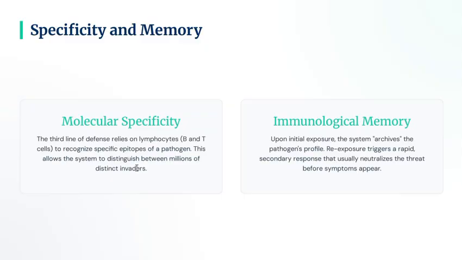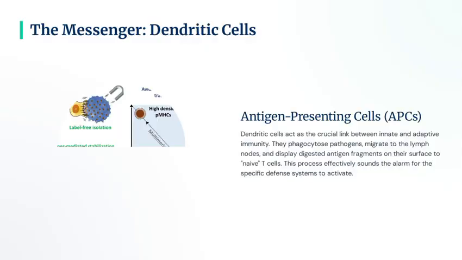I'm bedridden. But okay. So we can talk about the messengers, which are dendritic cells. And we have antigen presenting cells, APCs. These dendritic cells act as crucial links between innate and adaptive immunity, and they phagocytose pathogens and migrate to the lymph nodes and display digested antigen fragments on the surface to naive T cells. Naive? What? This process effectively sounds the alarm for specific defense systems to activate.